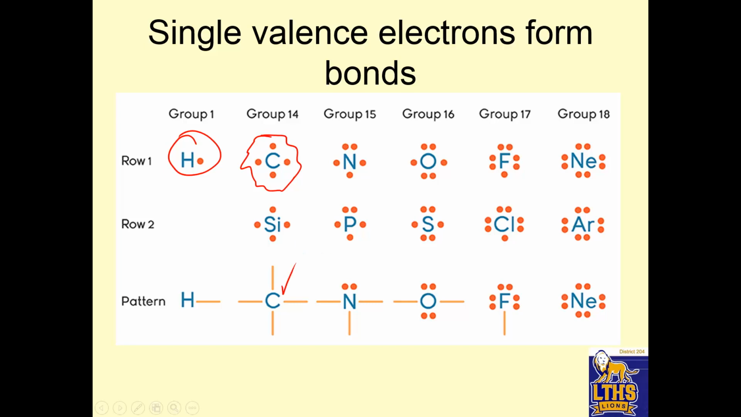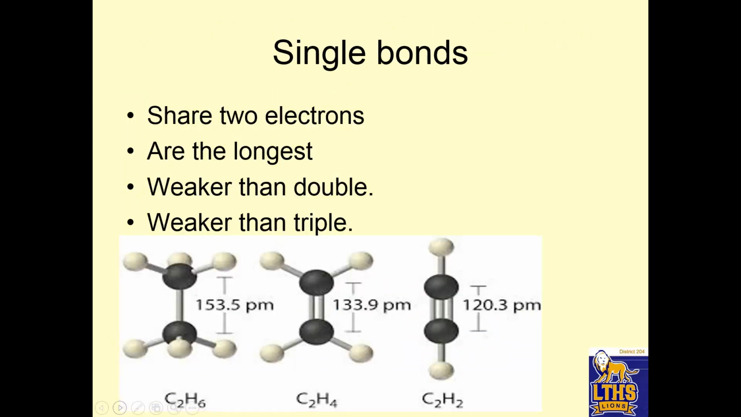So given a structure like this, you should be able to figure out there's a bond, 3 bonds, 2 bonds, 2 bonds. And then notice if you're in the same family, you form the same number of bonds. Easy peasy, lemon squeezy. There are three types of covalent bonds.